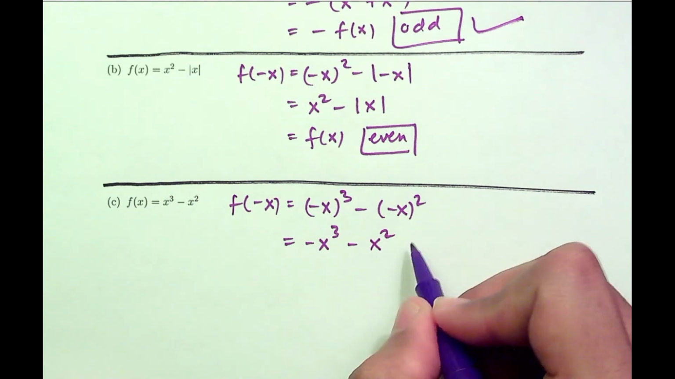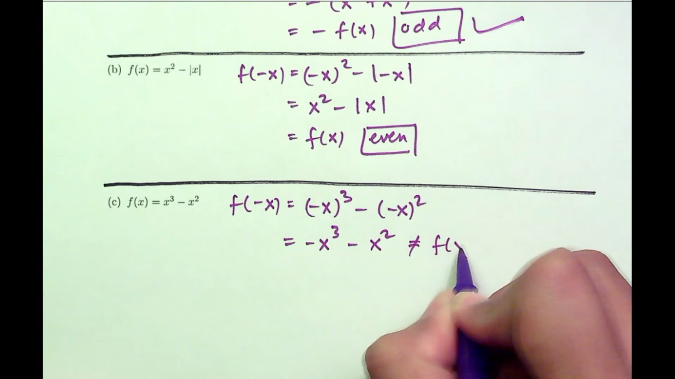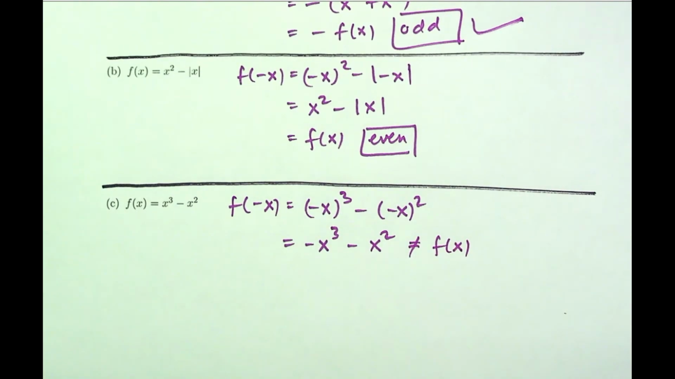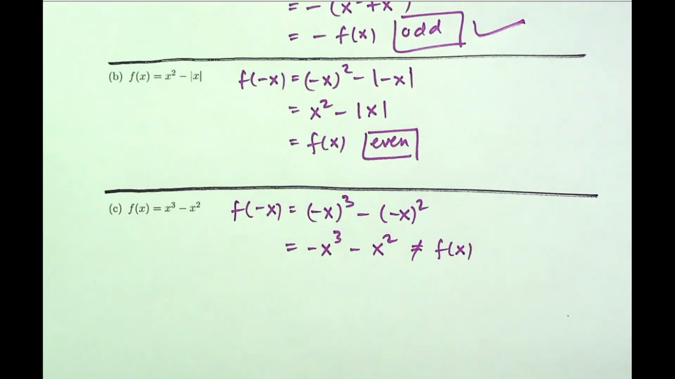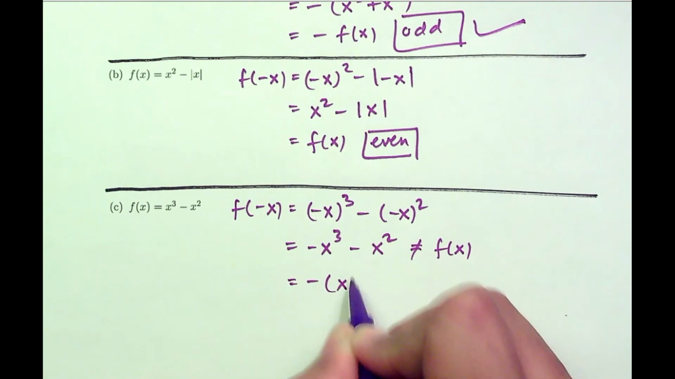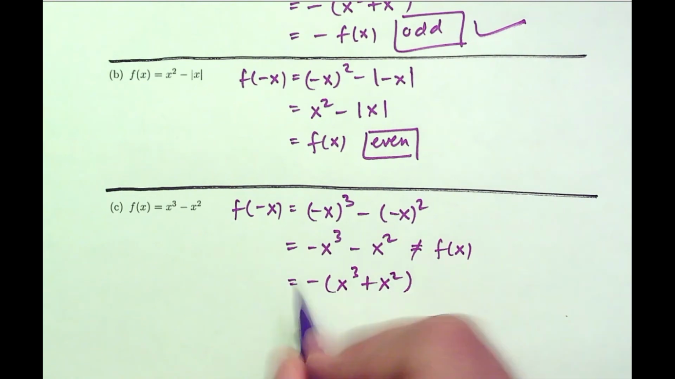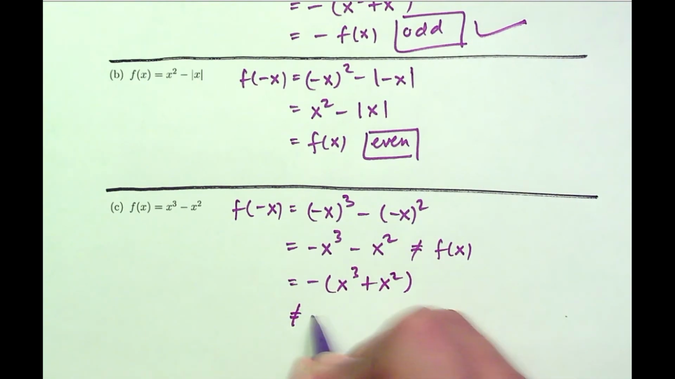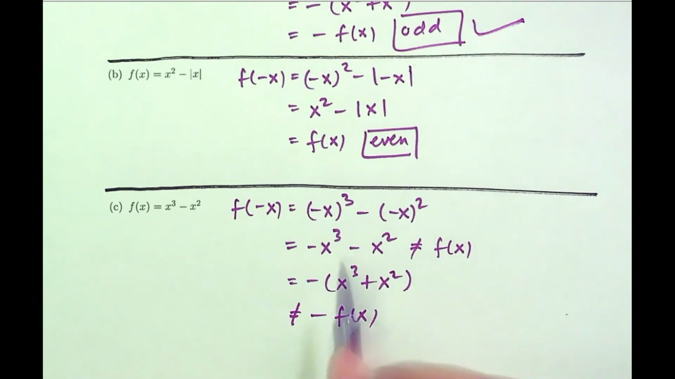Okay, and then comparing, this is neither f of x, it is not f of x, they're not the same thing, right? This one is positive x cubed, this one is negative x cubed, it's not the same thing. And then if you pull out a negative, you end up with x cubed plus x squared, which is not negative f of x either. This inside right here is not f of x. So this is not negative f of x.